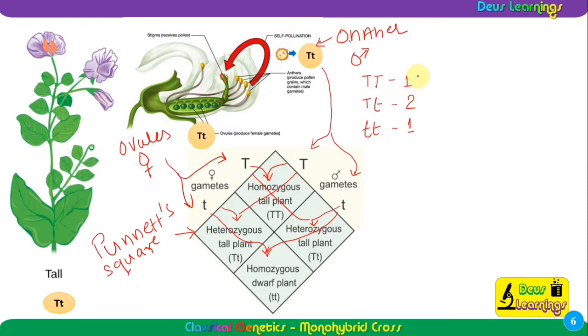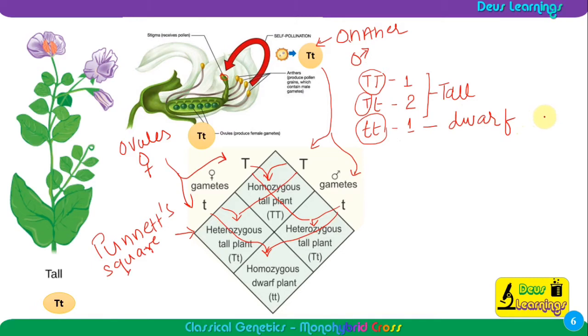So what do you think? What will be the color of these 3 individuals? Definitely there is always a dominant character here, right? At least one dominant character. That means what? They are going to be tall. And this one is going to be dwarf. Right? So this will be the genotype, and this will be the phenotype.